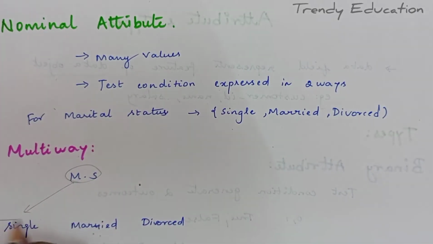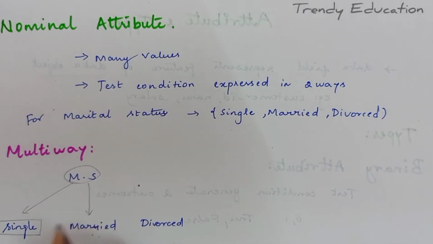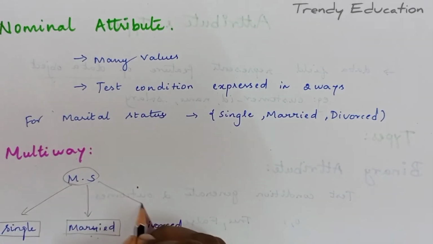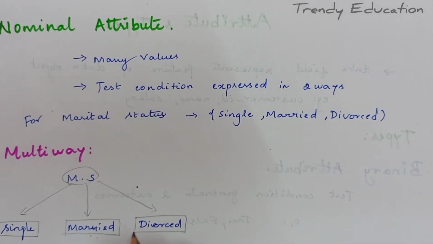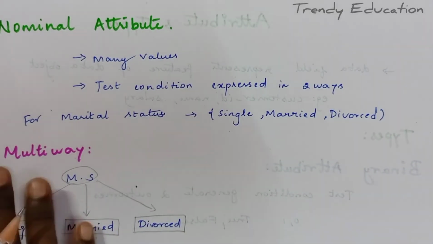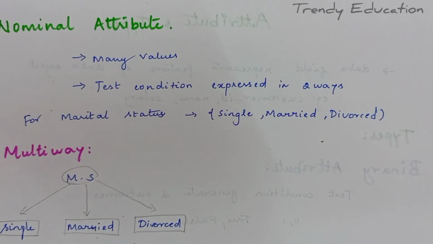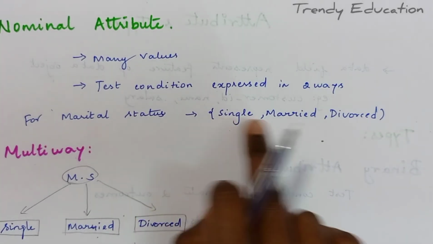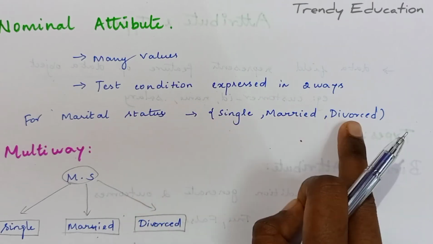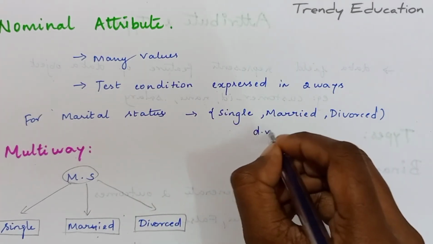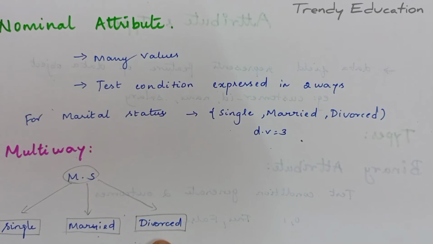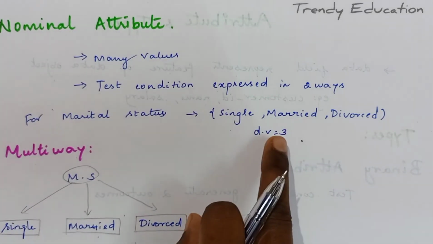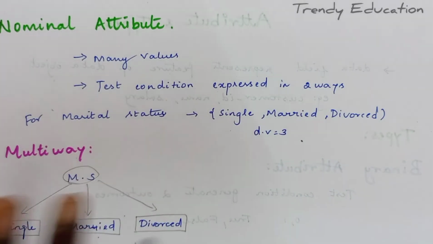Single alone in a tree is a child, and married, and so on. So this is the multi-way split. Here the number of outcomes is equal to the number of distinct values. There are three distinct values, so the number of outcomes is also 3. So in multi-way splits, the number of outcomes is equal to the number of distinct values.